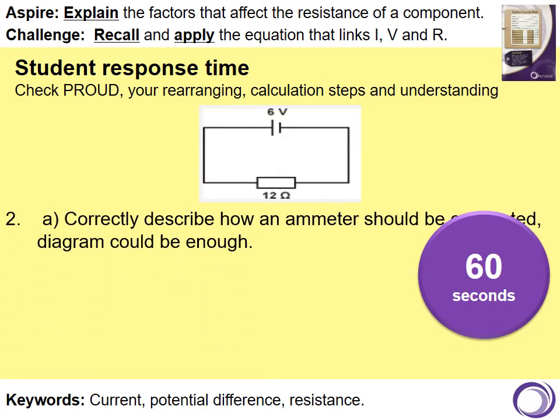Okay, let's have a look at question 2. So, correctly describe how an ammeter could be connected within this circuit. A diagram could be enough. So you could draw the diagram and draw where the ammeter could be connected, or you could write a sentence. The second part of this question is calculate the current through a resistor. So there we've got the resistor of 12 ohms and we've got a voltage of 6 volts. So I'll give you 1 minute to attempt that question.